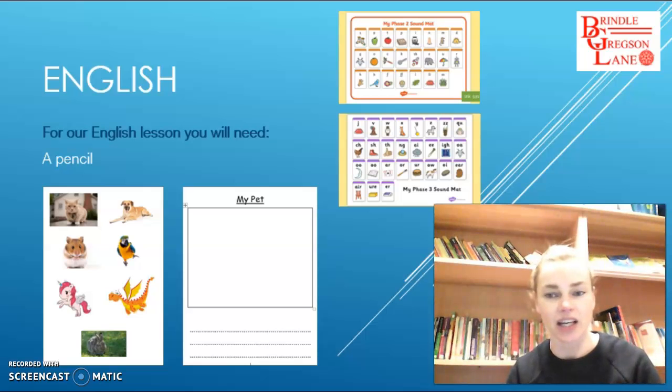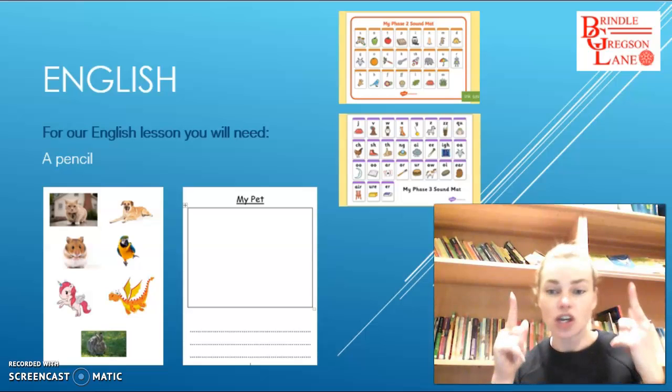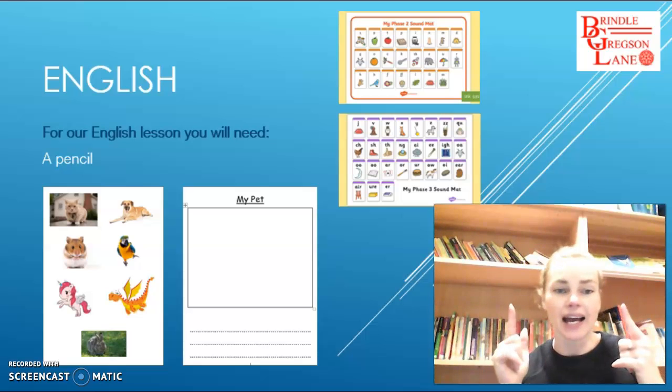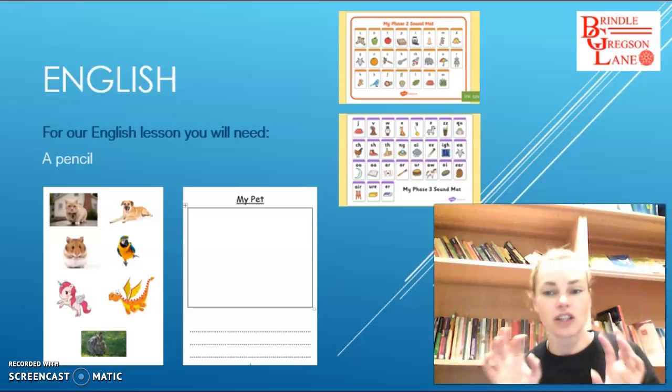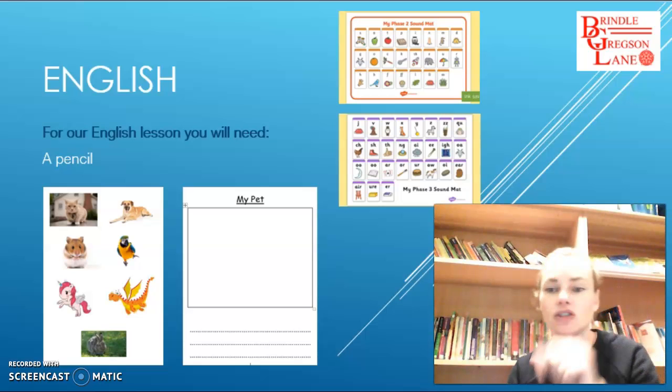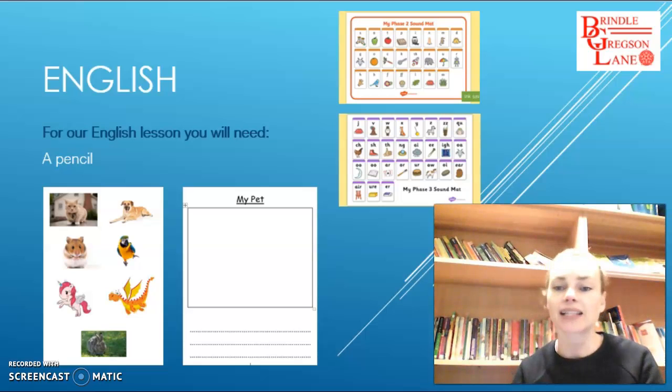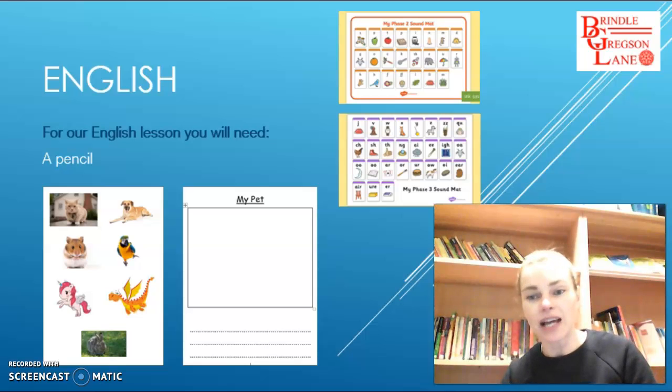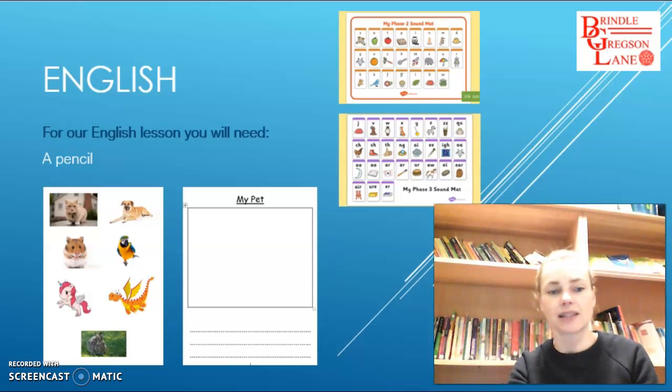For today's lesson, you will need a pencil, your two sound mats, the sheet that's got the pictures of the different pets on, and your sheet which has my pet at the top. So if you just collect those and get those ready for me now, please.